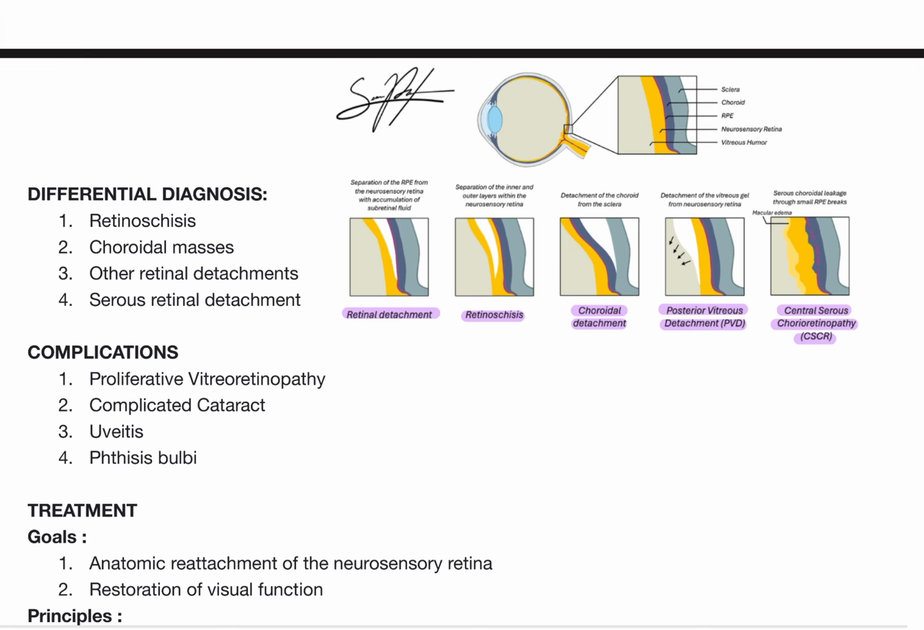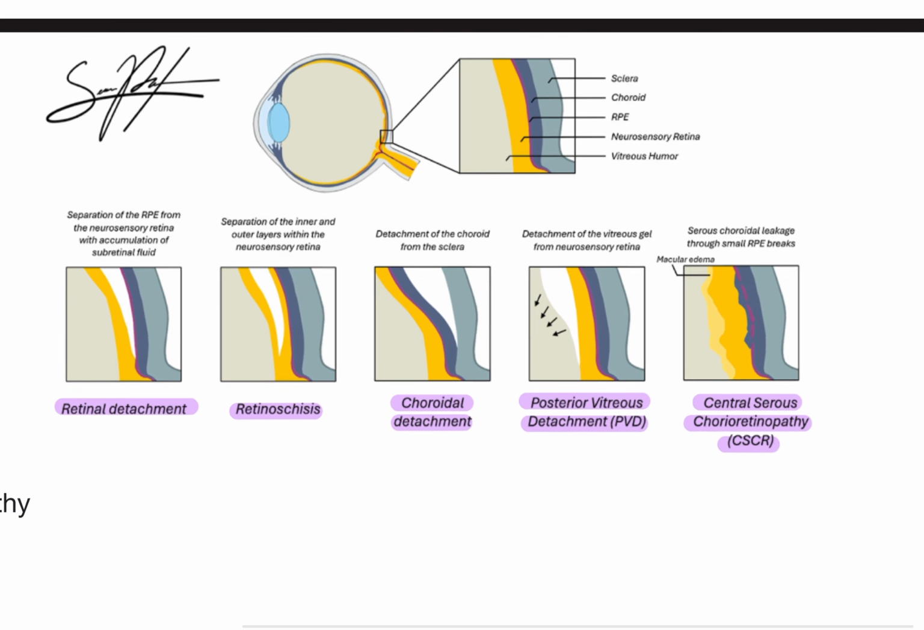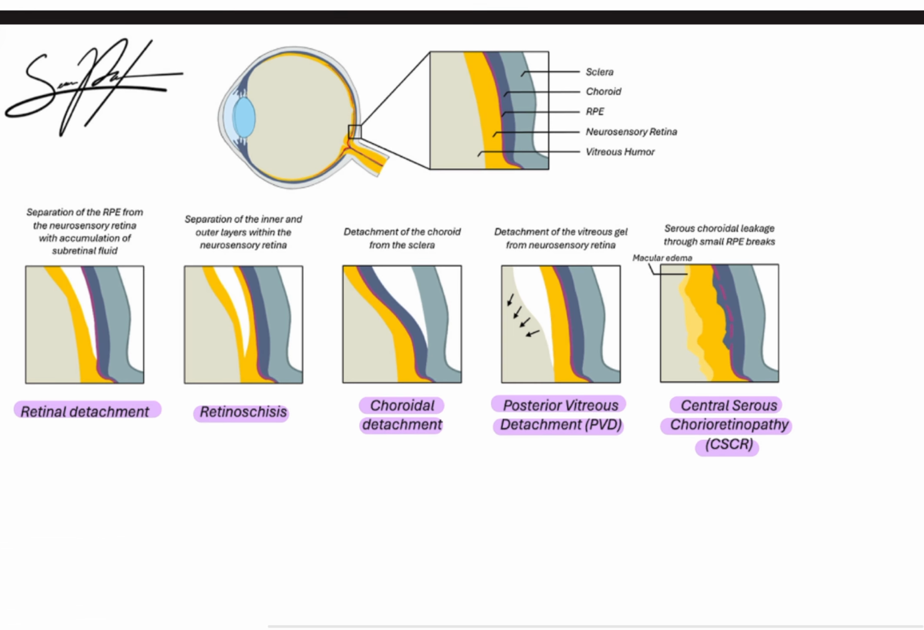Next is your differential diagnosis. This is the most important part of the whole lecture. The differential diagnoses are retinoschisis, choroidal masses, other retinal detachment, and serous retinal detachment. You need to know how to differentiate from other retinal detachment. If you look closely at this image, this is your vitreous humor, then neurosensory retina, retinal pigment epithelium, choroid, sclera. This is your retinal detachment: the neurosensory retina is separated from your retinal pigment epithelium, and you have accumulation of subretinal fluid.